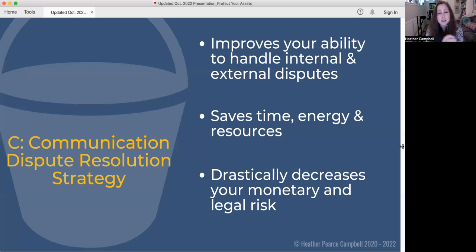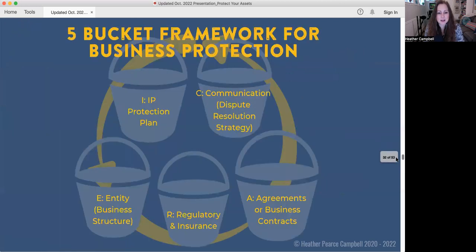And my goal really is to keep people, including all my clients, out of litigation, out of some of the most detrimental impacts and potential scenarios that could really harm their business. So skills in this bucket, again, save you time, energy, and resources, and they will drastically decrease both your monetary and your legal risk, right? Of course, layered on with other strategies like having proper agreements. But this bucket, this communication, I think, is a little easier to swallow.